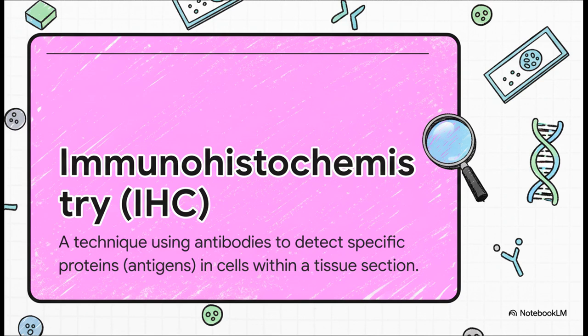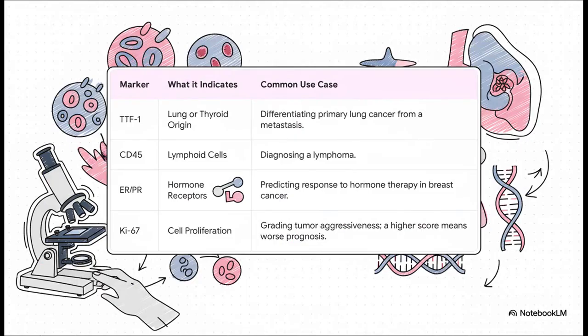Scientists create these antibodies that will only stick to one very particular protein. So when you apply them to a tissue slide, they latch on, a chemical reaction makes them visible, and boom, you've effectively color-coded the cells, telling the pathologist exactly what they are. And here's what that looks like in the real world.